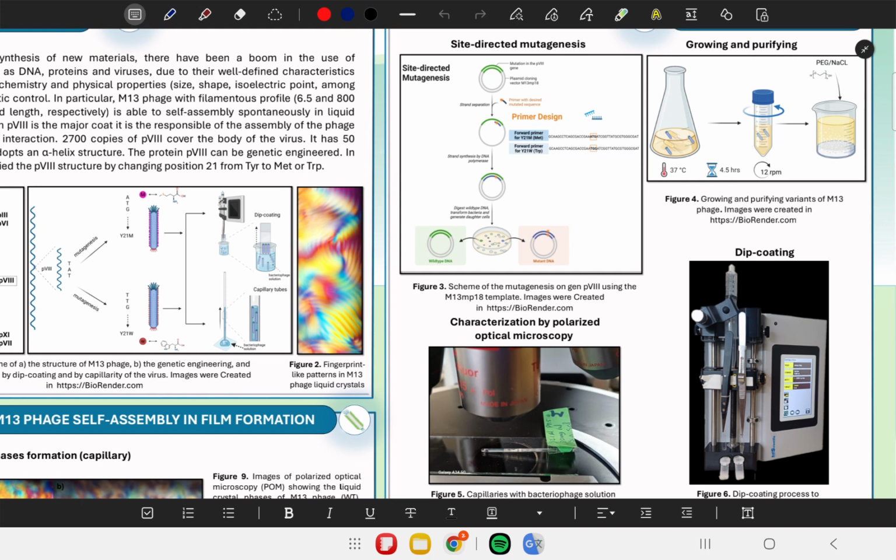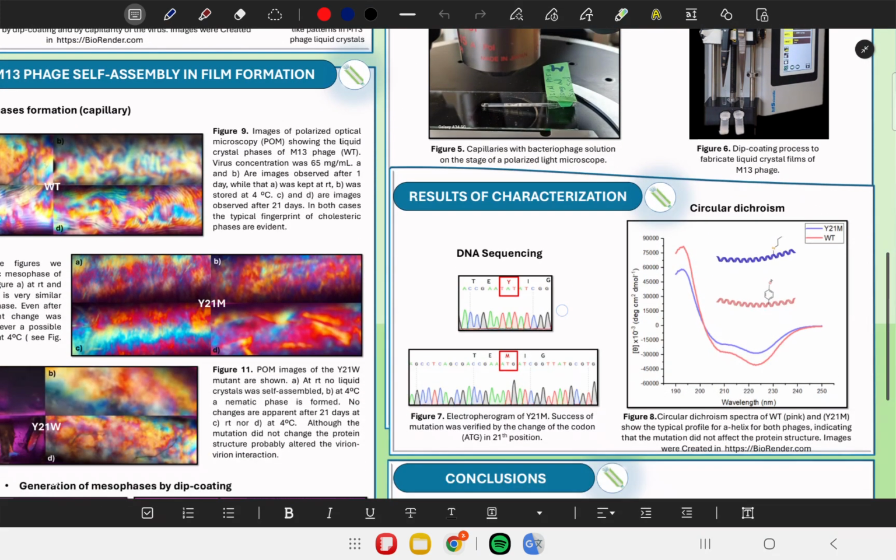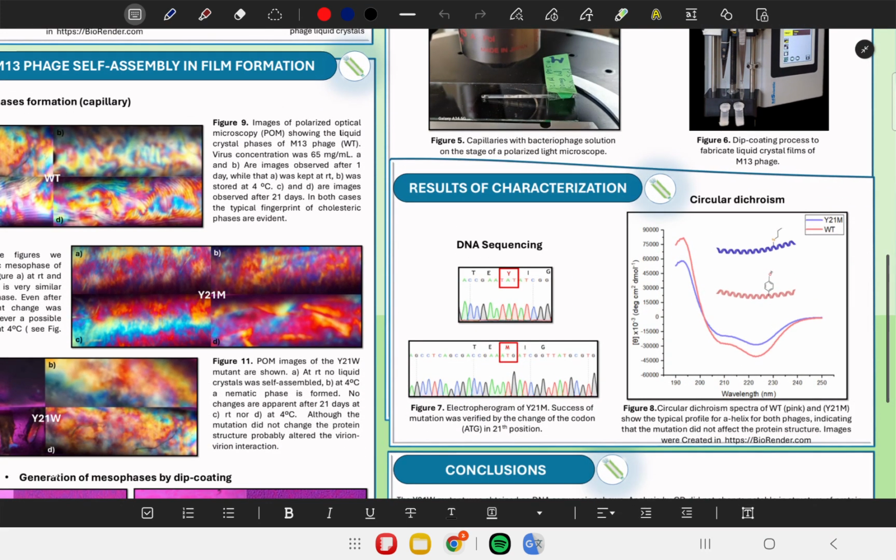We also used the dip coating method, which involves dipping a glass substrate into a solution of bacteriophage under controlled conditions like pH, concentration, and speed. The DNA obtained after purification was sent for sequencing to make sure we had the desired mutants. When we saw that the change from isoleucine to methionine was successful, we proceeded to do further analysis.